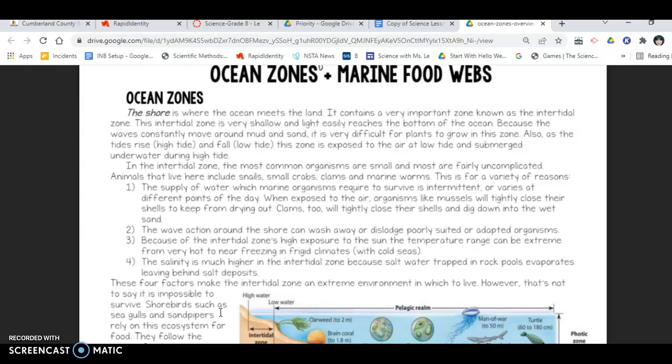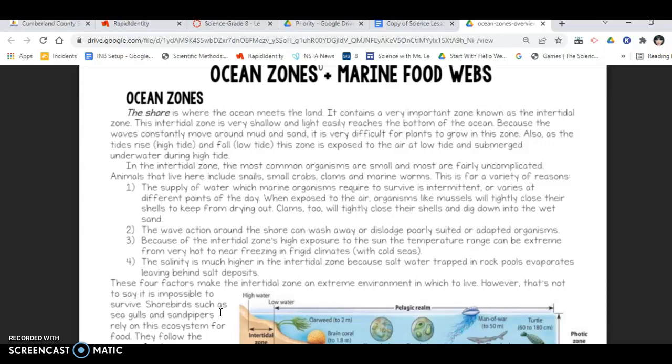Also, as the tides rise, high tide, and fall, low tide, this zone is exposed to the air at low tide and submerged underwater during high tide. Okay, so that's saying that anything that lives there must have moments of no water, right? And moments where they are completely submerged. So those organisms would have to be able to survive and live in both of those situations, right?